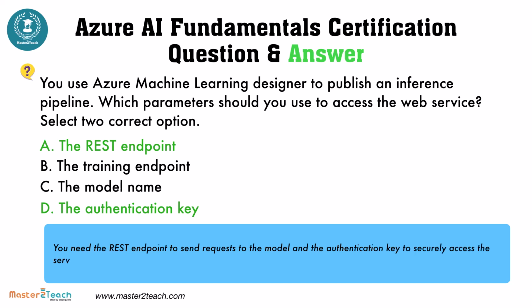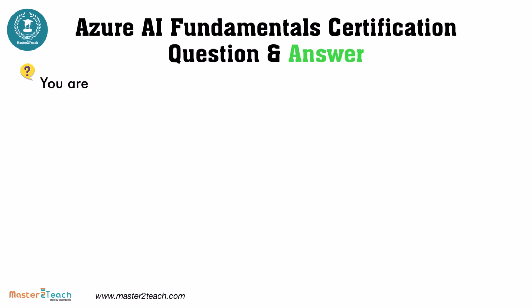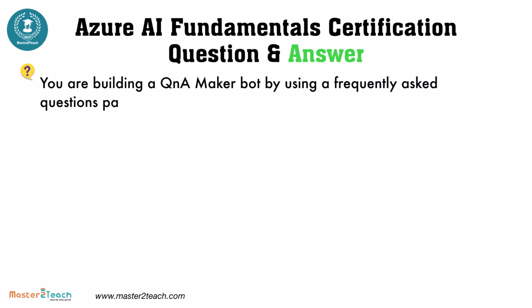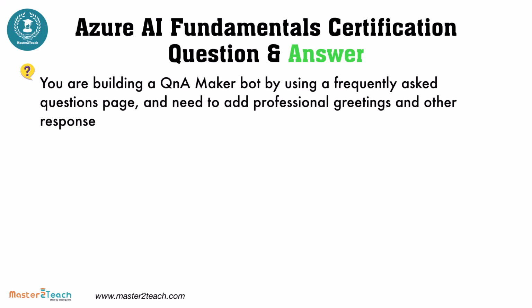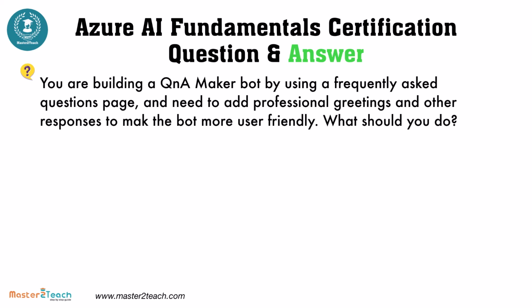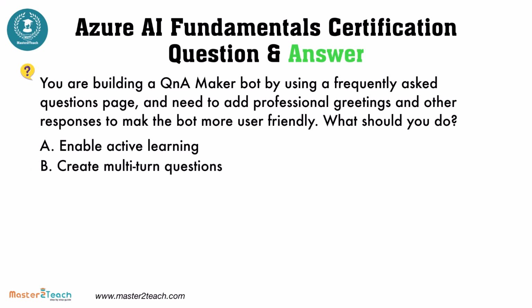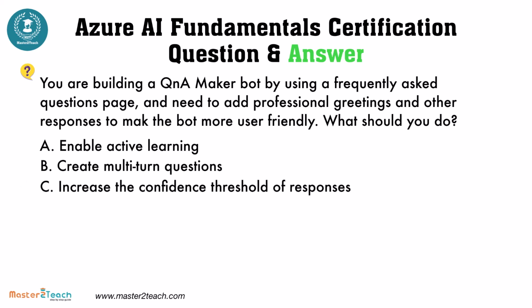You are building a QnA Maker bot by using a frequently asked questions page and need to add professional greetings and other responses to make the bot more user-friendly. What should you do? The options are A. Enable active learning, B. Create multi-turn questions, C. Increase the confidence threshold of responses, D. Add chit-chat.